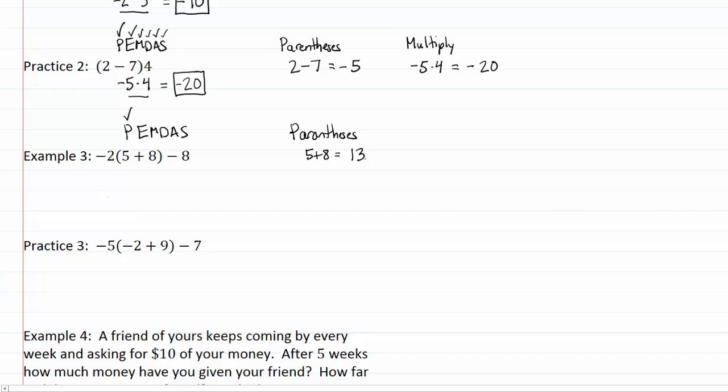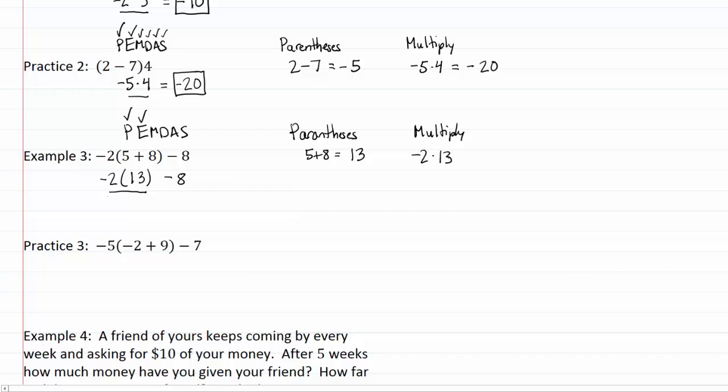So now instead of the parentheses, I've got to go put 13 there. I'm going to rewrite the expression, negative 2 times 13 minus 8. I left that inside the parentheses there. That's just going to be for multiplication. So I've got no exponents. Now I need to multiply and divide as I go left to right. So I've got negative 2 times 13 as the first operation as I'm looking left to right. So I'm going to multiply negative 2 times 13.